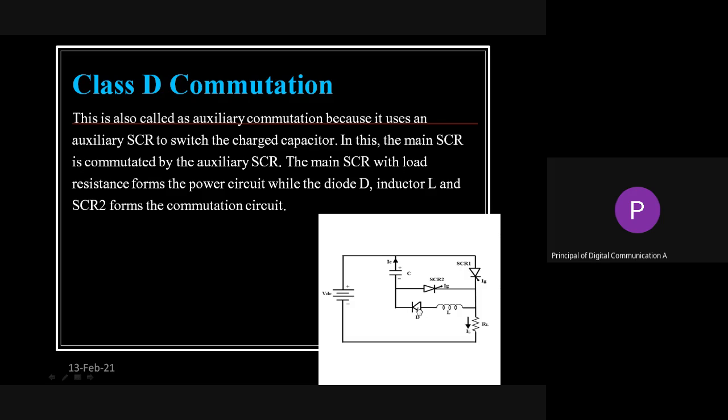Through this diode it will not work because it is in the reverse direction. So through C, SCR2, RL the current is going to flow. In the same way, this capacitor has started charging, and when it reaches plus max VDC, that time it will start the charging.